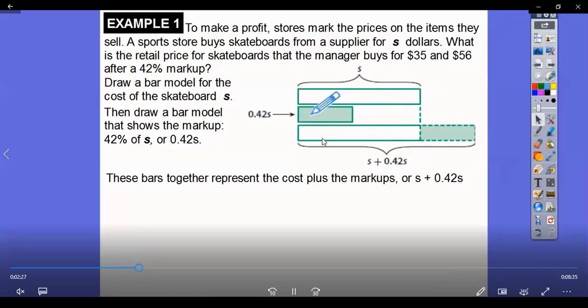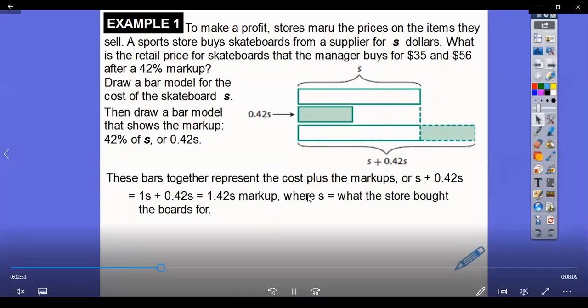Now we will add this bar to the total amount, which is 100%. So the total amount represents 100%, plus the extra part, which is 0.42. We said 100% here represents S, which is the total, and 0.42 is the extra part that we are going to add. Then these bars together represent the cost plus the markup, or S plus 0.42S.